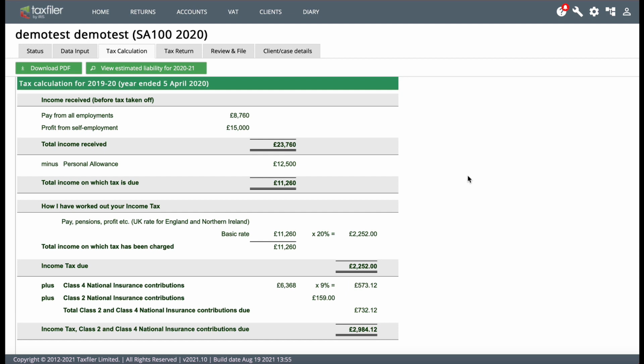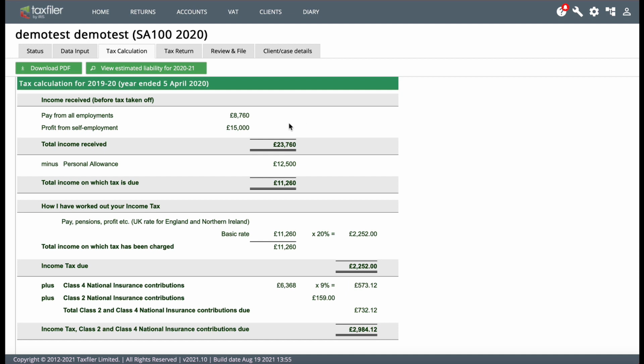Now, today I'm going to talk about tax calculations. As you'll see on the screen, I'm using Tax Filer, and this calculation is for 2019-2020, so it's a year or so ago, but it doesn't really matter what year I'm doing. I'm just going to talk about how tax calculation works when you're self-employed.